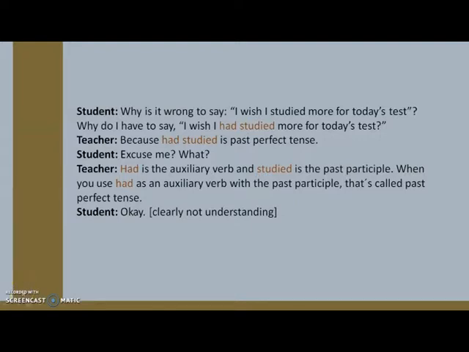Okay, let's see this example. We have a student here and a teacher. The student is going to say, "I wish I studied more for today's test." Why do I have to say "I wish I had studied more for today's test"? Because "had studied" is past perfect tense. Excuse me, what? "Had" is the auxiliary verb and "studied" is the past participle. When you use "had" as an auxiliary verb with the past participle, that's called past perfect tense.